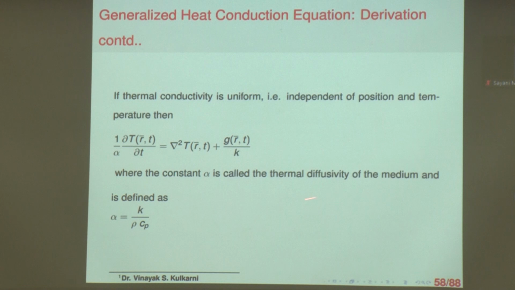Alpha is the thermal diffusivity of the medium, and how it is related with the thermal conductivity: alpha is equal to kappa upon rho Cp. So this is the relationship between alpha and kappa. This is the generalized heat conduction equation for multi-dimensional problems.